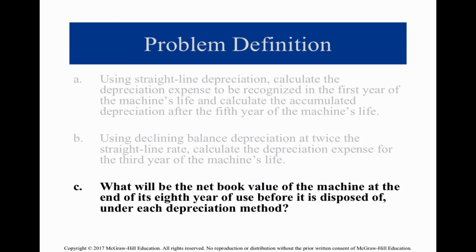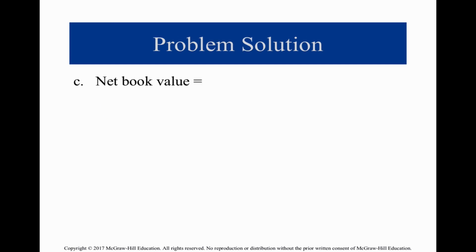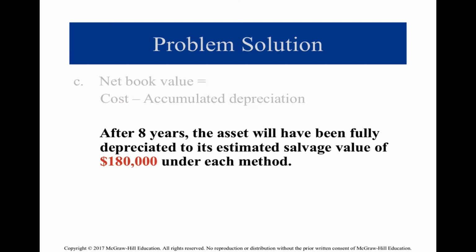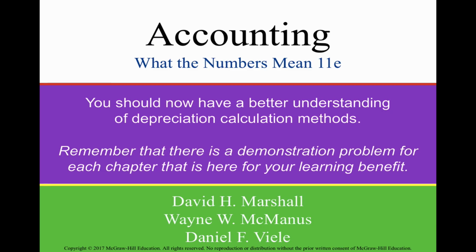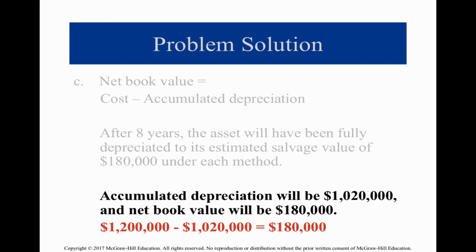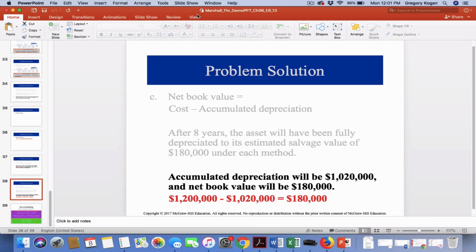Now the question says, what will be the net book value of the machine at the end of its 8th year under each depreciation method? So let's look after 8 years at the 180. Straight line literally goes to that, and double declining is not applicable. So that's our example for this week for depreciation. Please go through it a couple of times and practice the problems.